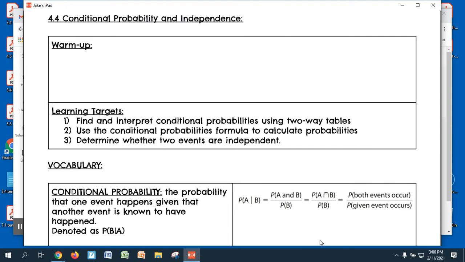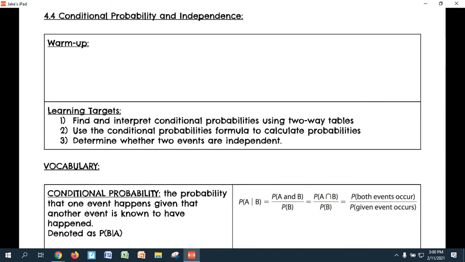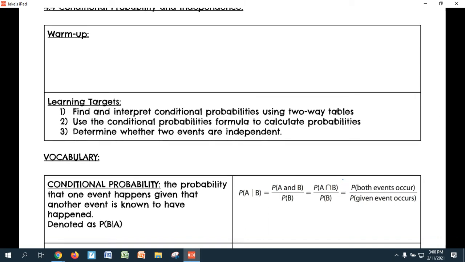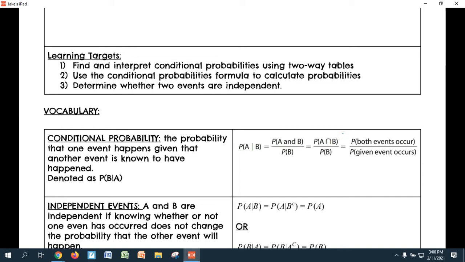Our first learning target is to be able to find and interpret conditional probabilities using two-way tables. We actually won't get into that in this lesson video, but when we go over practice problems in class, we'll do that as a class. Second, we are going to be able to find conditional probabilities using the formula that's given down here. Then the third thing that we'll talk about is what it means when two events are independent and how we can figure that out.